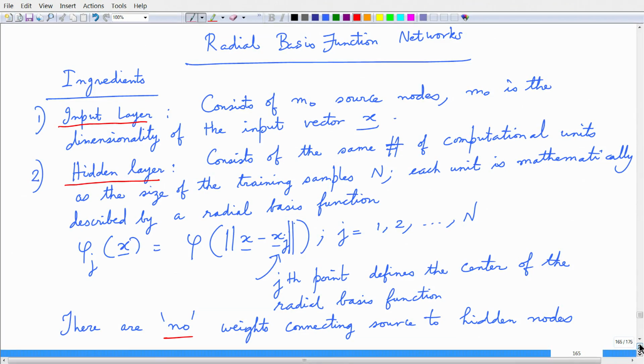Hello, in the last lecture we learnt about the radial basis functions. So, let us extend the idea of radial basis functions towards networks. How do we sketch a radial basis function network and what are the typical ingredients?